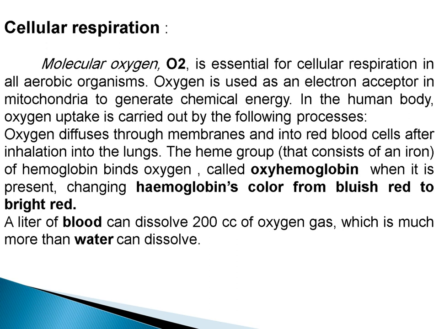Oxygen diffuses through the membrane and into red blood cells after inhalation into the lungs. The hemoglobin, which consists of an iron ion, binds oxygen, called oxyhemoglobin when it is present, changing hemoglobin's color from bluish red to bright red. A liter of blood can dissolve 200 ml of oxygen gas, which is much more than water can dissolve.